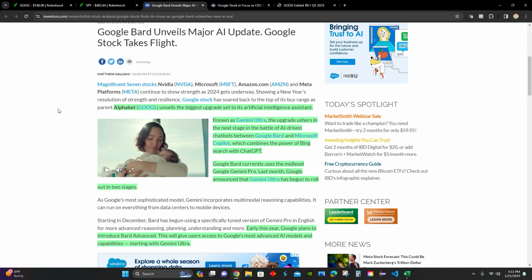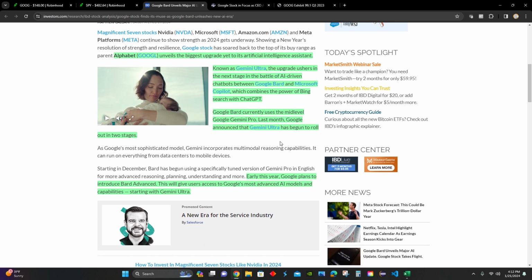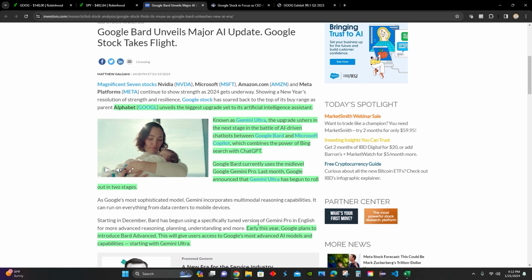Right here, it says they unveiled the biggest upgrade yet to their artificial intelligence assistant, known as Gemini Ultra. The upgrade ushers in the next stage in the battle of AI-driven chatbots between Google Bard and Microsoft Copilot, which combines the power of Bing search with ChatGPT. Google Bard currently uses the mid-level Google Gemini Pro. Last month, Google announced that Gemini Ultra has begun to roll out in two stages.